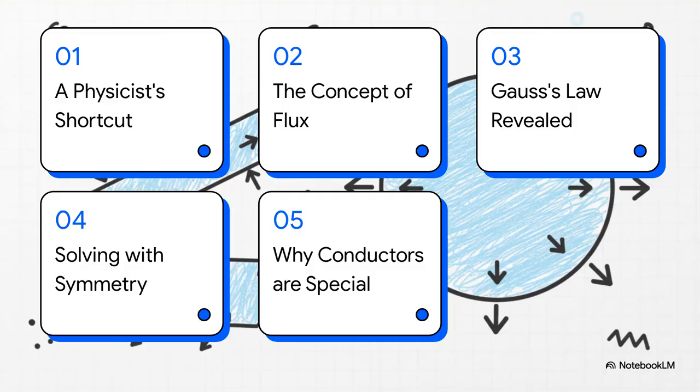So here's our game plan. We're going to start by seeing exactly why we even need a shortcut like Gauss's law. Then we'll build up this key idea called flux. After that, we'll unveil the law itself, see how to actually use it with symmetry, and finally, we'll connect it all back to how real-world materials, like conductors, behave.